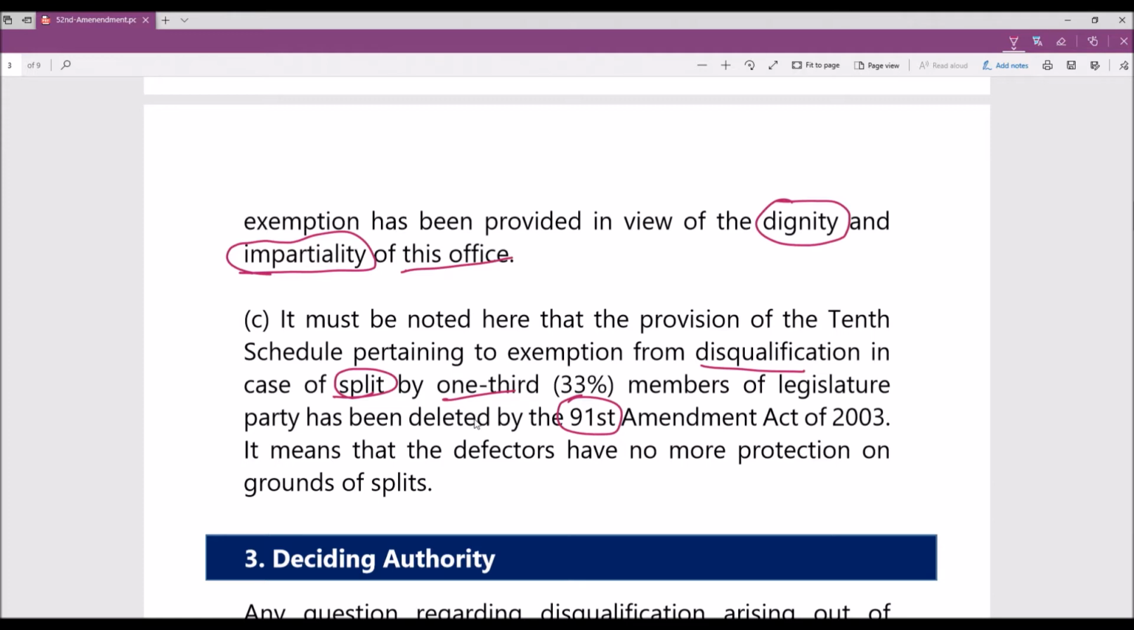In case of merger, 66% or 2/3 of members must say yes, we will join party B. And in a split, 33% or 1/3 of members say okay, we will not remain members of party A. Previously this provision was there and split was also exempted from defection, but currently it is not, because the 91st Amendment Act 2003 removed the split option. It means that defectors no longer have protection on the grounds of split. Currently defection is protected only on the grounds of merger, with 2/3 of the members, not on the grounds of split, with 1/3.